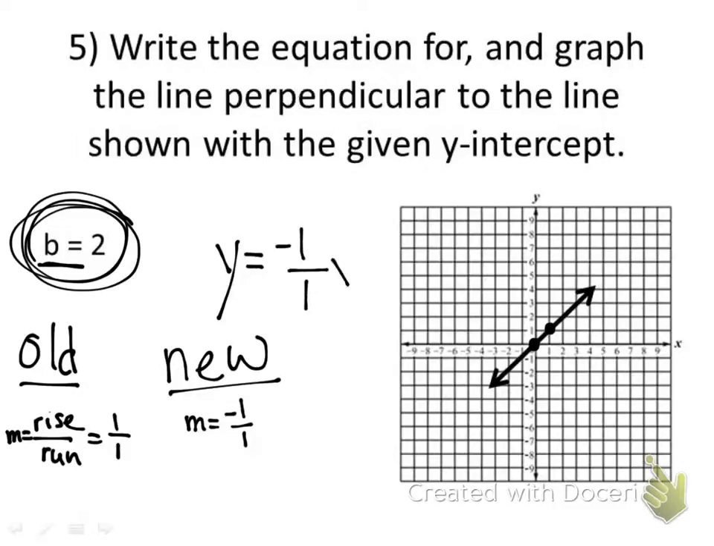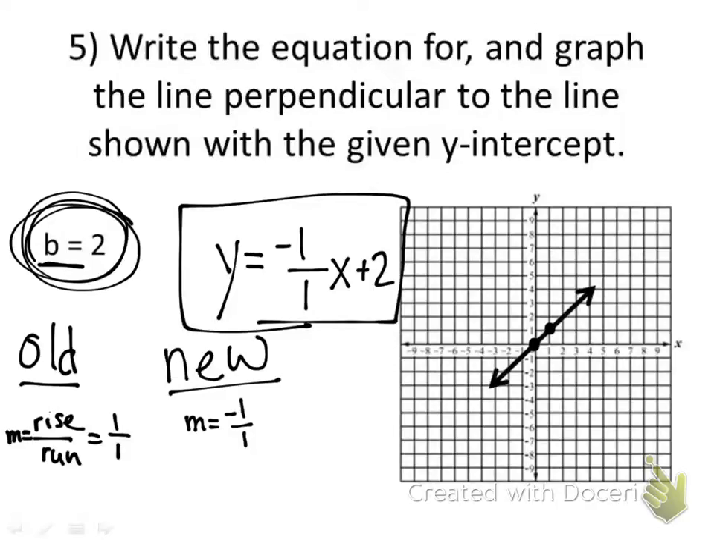Negative 1 over 1x. What was the rest of it? Plus 2. Very good. Don't forget that negative sign. Now, that is where you can stop in your notes. I'm not requiring that you graph it for your notes, but you will have to do it in your homework, so make sure you're still paying attention.